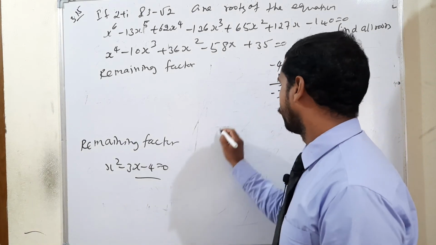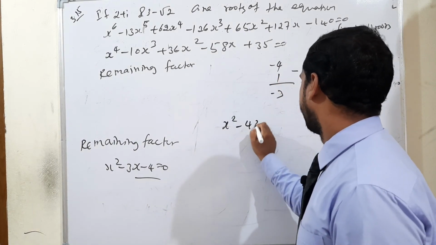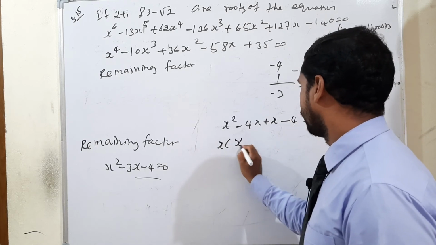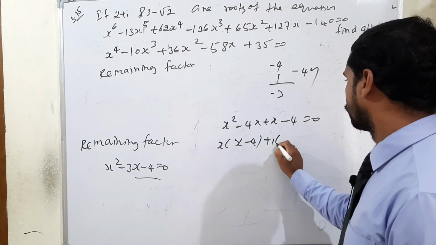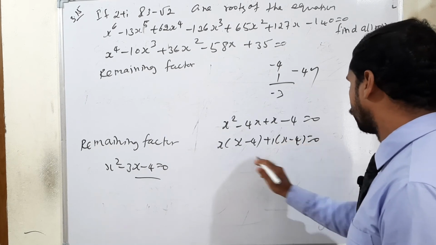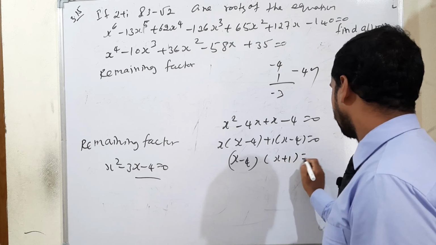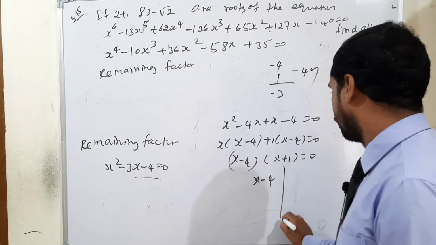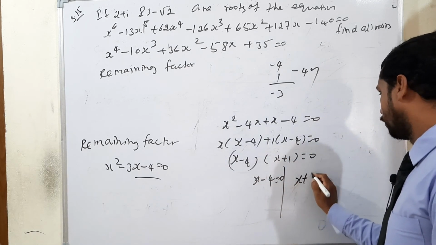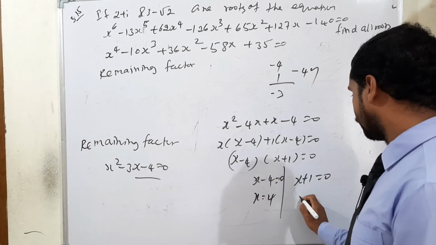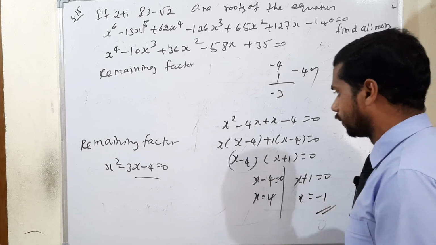Therefore, this is how to rearrange it. x square minus 4x plus x minus 4 is equal to 0. Again, take x common outside: x minus 4, plus 1 common outside: x minus 4. Therefore, the common factor is x minus 4, remaining x plus 1 is equal to 0. Separately, x minus 4 is equal to 0, then x plus 1 is equal to 0. Therefore, the first root is x is equal to 4, another one x is equal to minus 1.